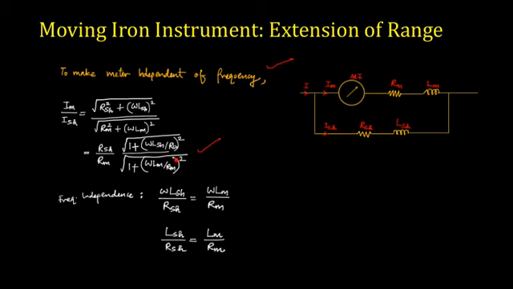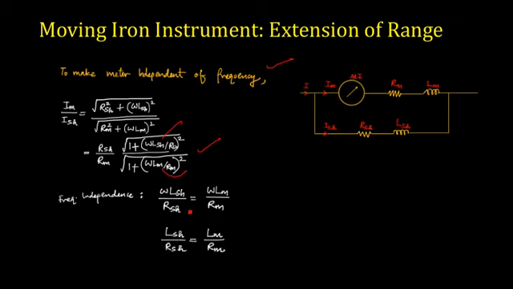Now you can make this particular instrument independent of frequency when you equate these two terms to be the same, that is this particular term and this particular term. So frequency independence can be given by equating these two terms. If these two terms are equal, this entire term will be 1. So you'll have this Im by Ish is equal to Rsh by Rm.